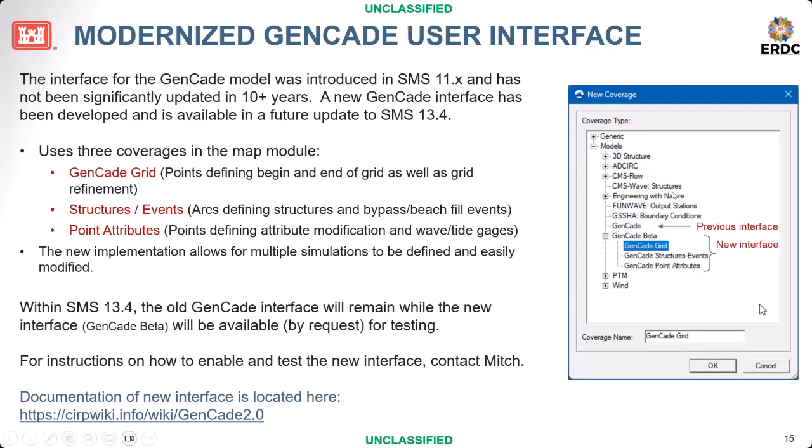So the difference is in the map coverages, there's an old GenCade option that's going to remain for probably throughout SMS 13.4. But users that want to enable the new interface and test it or use it, just contact me and I'll give you the instructions on how to enable this new section that basically takes in 3 different coverages, and each one is specific to either the grid, or the arcs associated with events and structures, or the points that are associated with modification or tide or wave gauges.